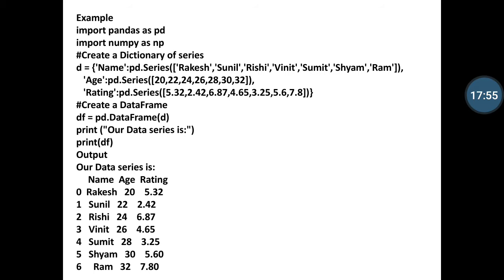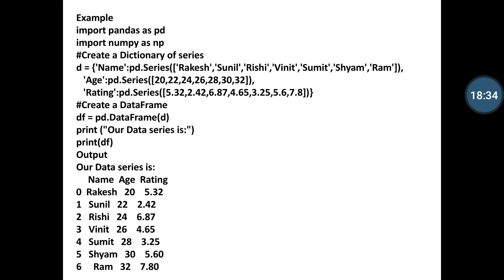For the values, I am putting some string values in the name key, such as Rakesh, Sunil, Rishi, Vinit, Sumit, Shyam, Ram, and for the age option, pd.Series. I am defining the ages of the above names, such as 20, 22, 24, 26, 28, 30 and 32.